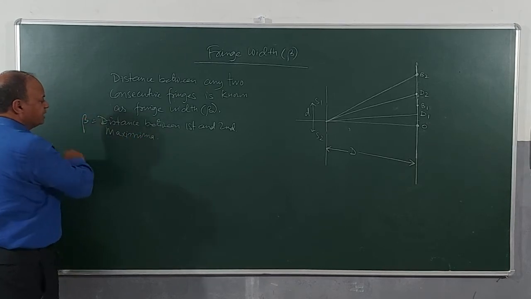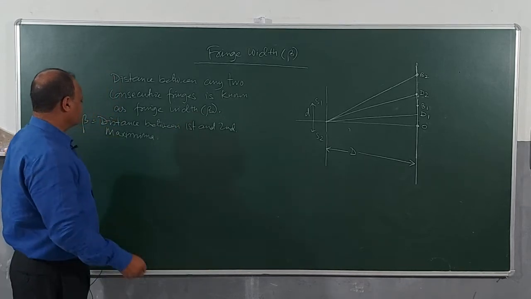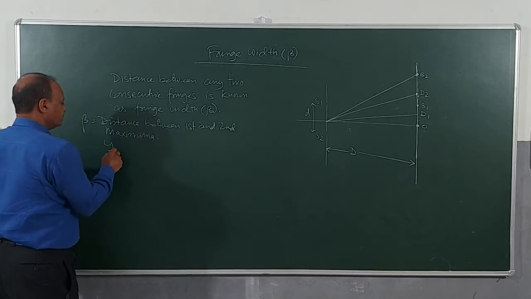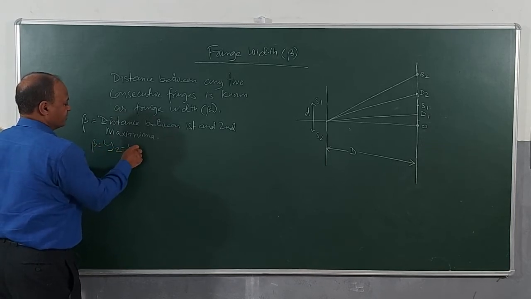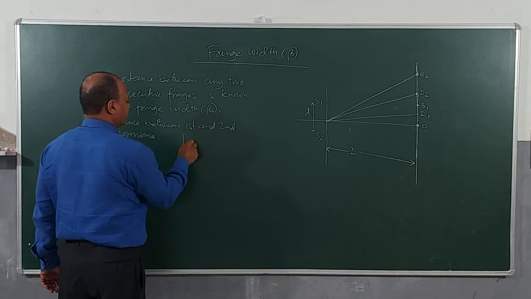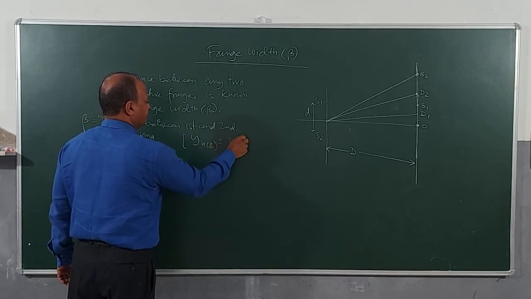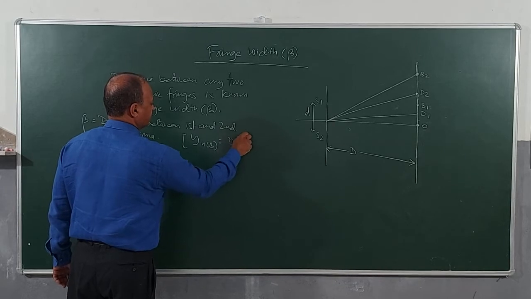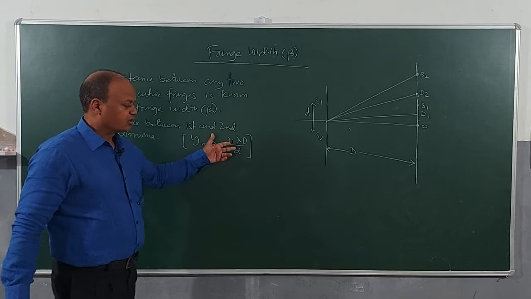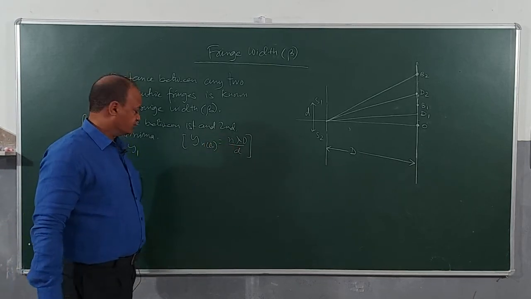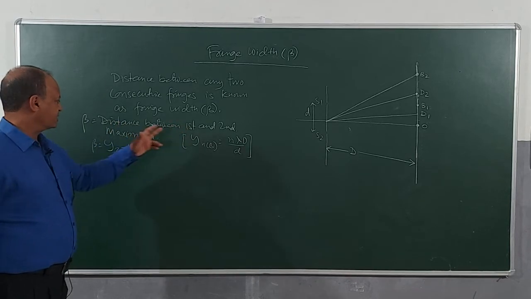Beta will be the distance between the first and the second maxima, and we already know. So, beta will be equal to how much? Y2 minus Y1, and we have already done, if you remember, that Yn for bright will be n lambda D by small d. Clear? So, n is the order of the fringe. Here I am saying beta is equal to the distance between first and second maxima.